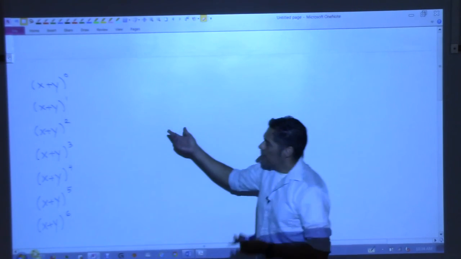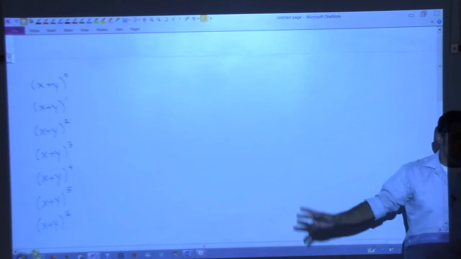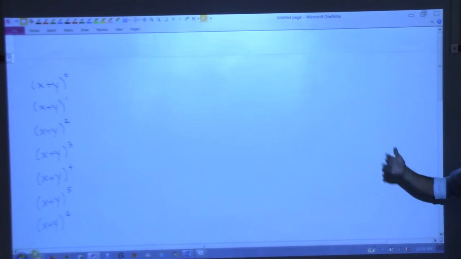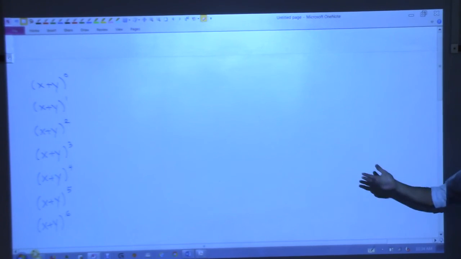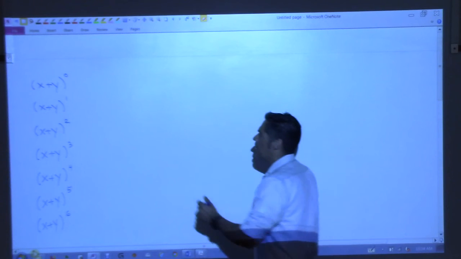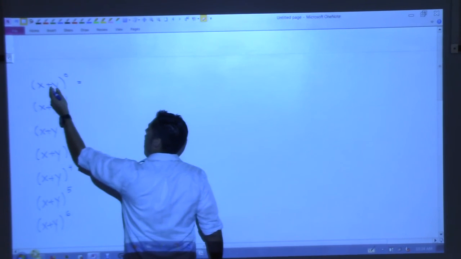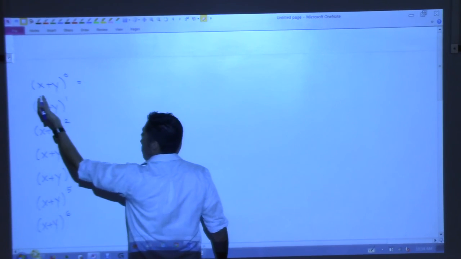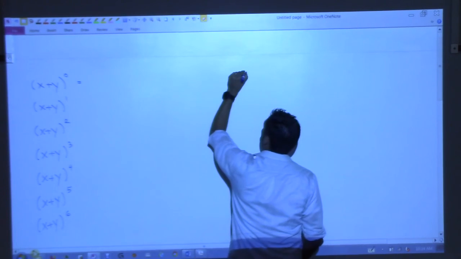Okay, so these are all binomial expressions, right? x plus y. That could be x minus 2, x plus 3, or y minus 4, it doesn't matter, two terms. And we want to raise them to different powers. If you raise anything to the 0 power, you get 1, except 0 to the 0. But I'm going to put the 1 here.